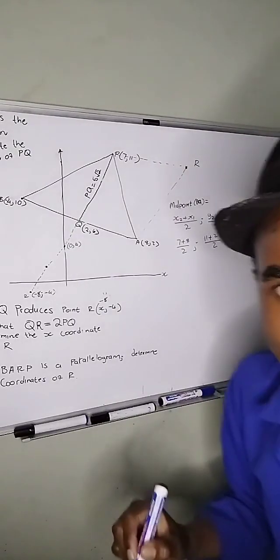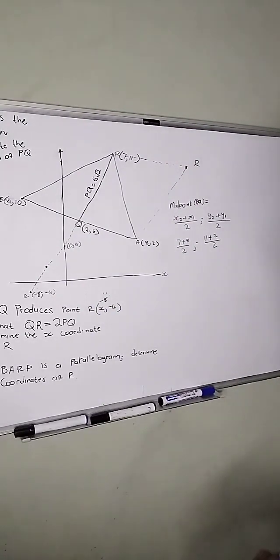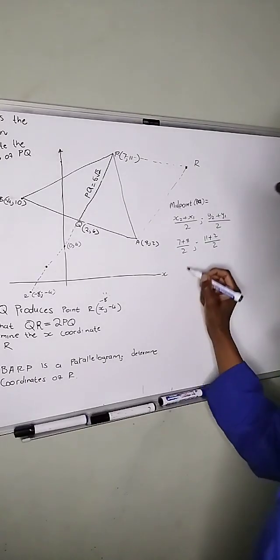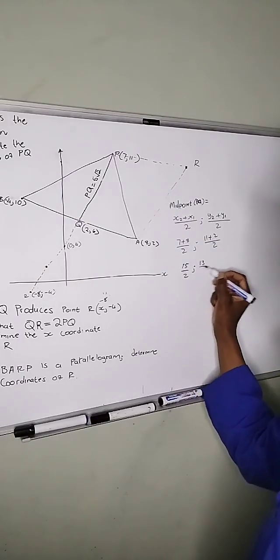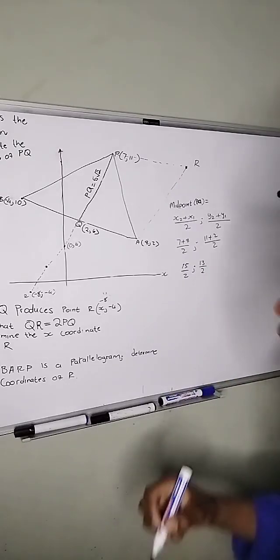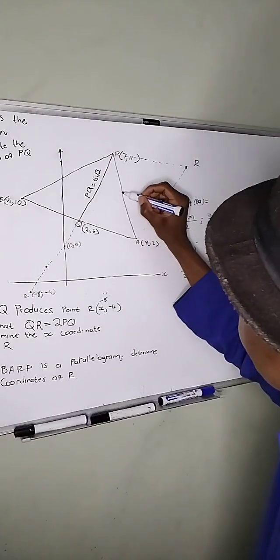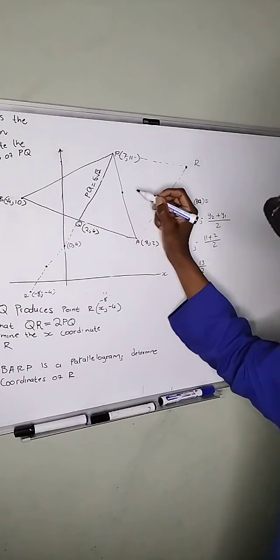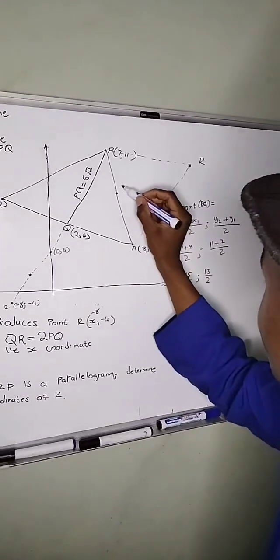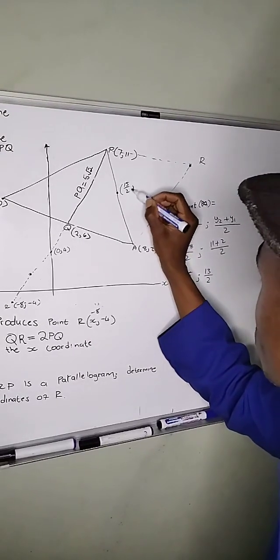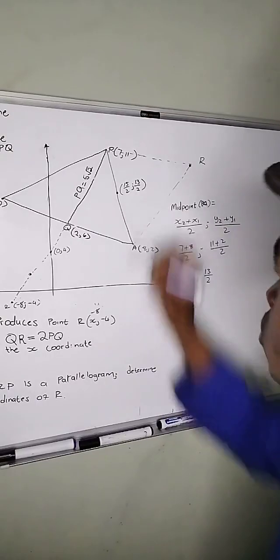Can I get the answers? What is the x? Yes, thank you very much. It's going to be 15 over 2, comma, 13 over 2. So this is the midpoint, right? It's going to be 15 over 2, comma, 13 over 2.